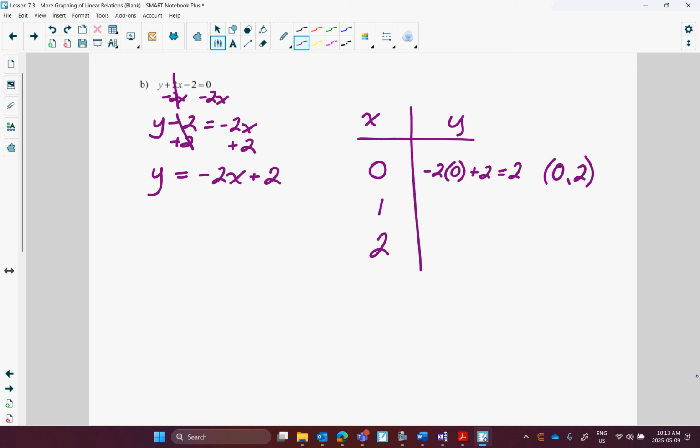My second point is that I plug in 1 for x. What is -2 times 1 plus 2? 0. -2 times 1 is -2, plus 2 is 0. So my second point is 1, 0. And then -2 times 2 plus 2 works out to -2. That's correct, because this is -4 plus 2, which is -2.